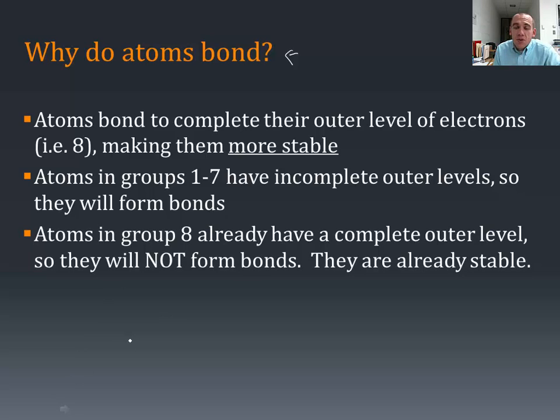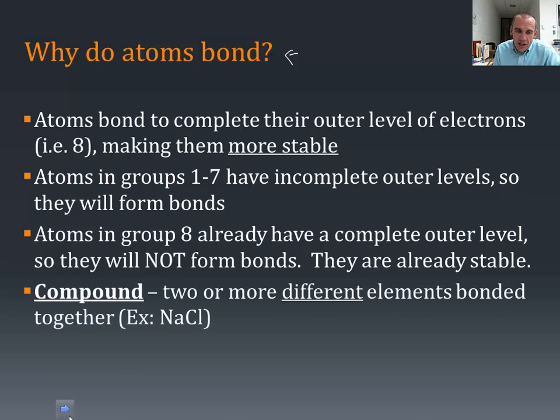Okay. Atoms in group 8, already stable. They already fill their outer energy level. There's no more electrons to gain or lose. They don't need any. They're not going to bond. Okay, so the noble gases are stable because their outer electrons are already filling that energy level.